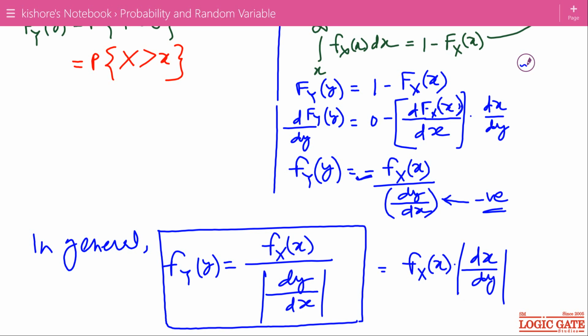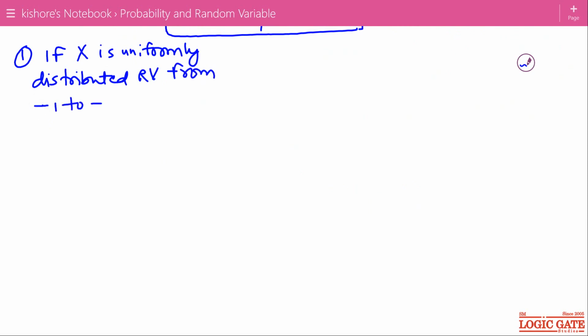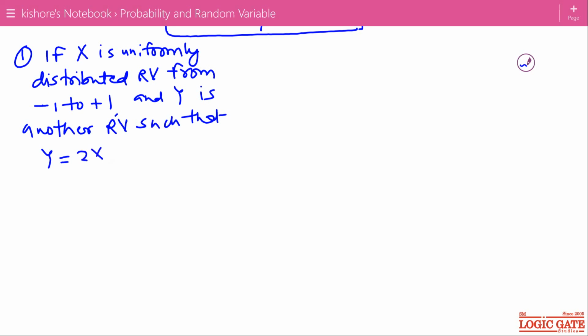Now let's see few examples of transformations of continuous random variable where transformation is either monotonically increasing or decreasing. First, if x is uniformly distributed random variable from minus 1 to plus 1, and y is another random variable such that y is 2x plus 1, then find the PDF of random variable y. This is the first question.